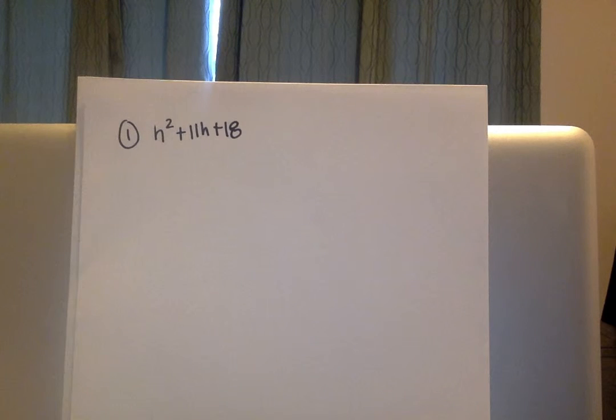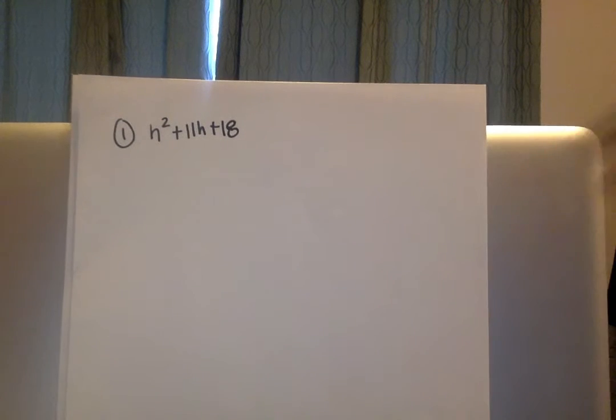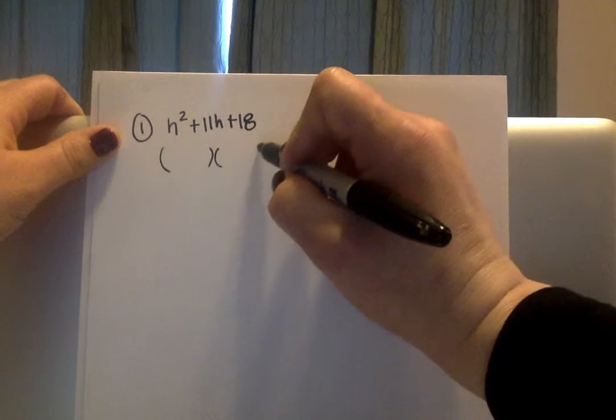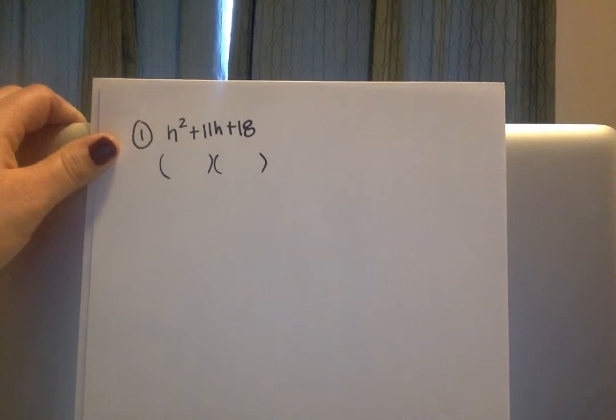So, take out your spiral, write down this problem. We have h squared plus 11h plus 18. If you need to pause the video, go for it. And then when you're ready, we're going to factor this. So when it says just factor, really we're just going to take this and figure out what can go into the two parentheses to factor it.